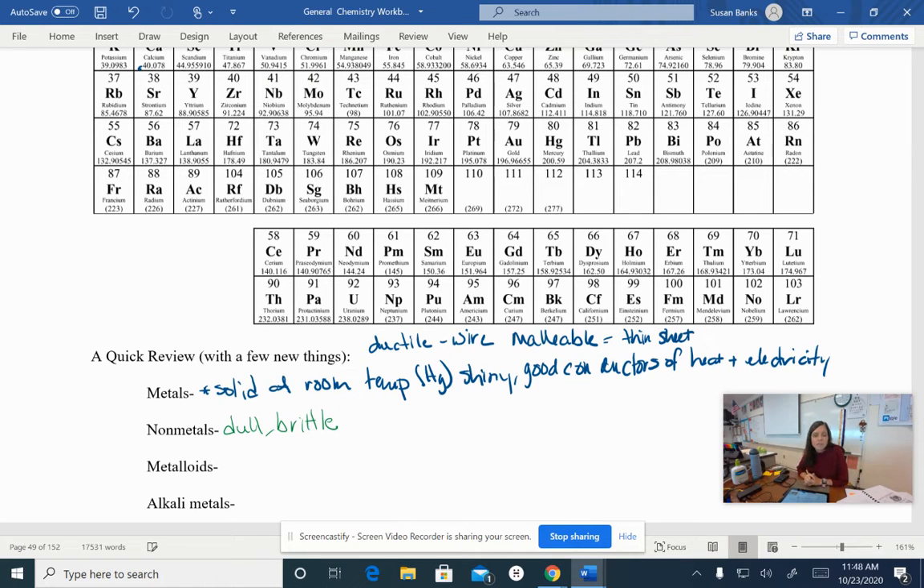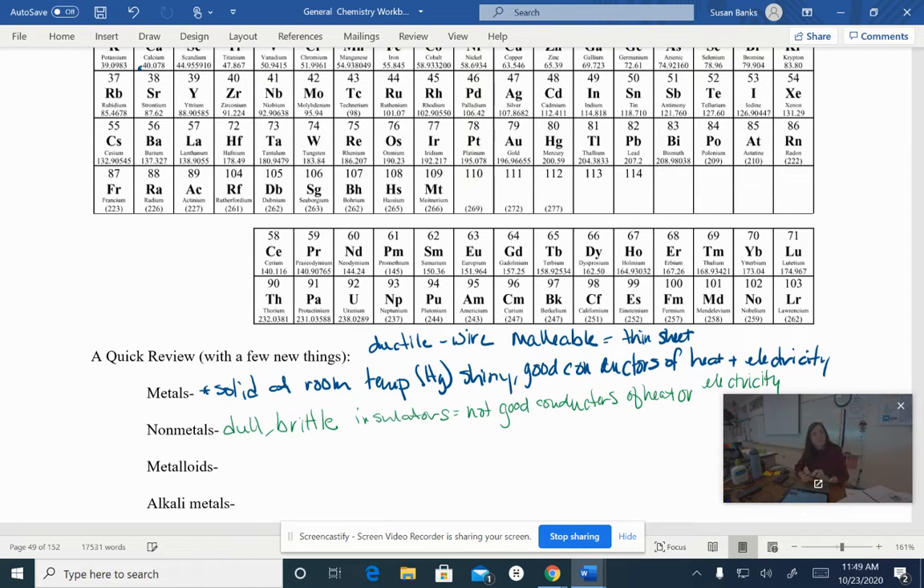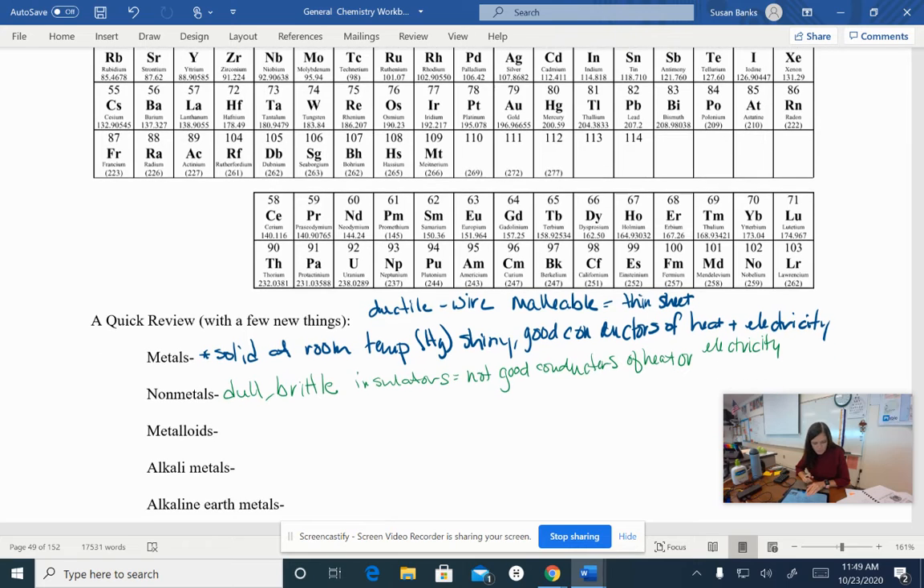So if they are solids at room temperature, they're brittle. That means they break easily. If I hit them hard, they'll break, they'll snap, they'll shatter. And they are not good conductors. In fact, being not a good conductor is called an insulator. They're insulators. Not good conductors of heat or electricity. So they don't really do heat or electricity very well. Okay.